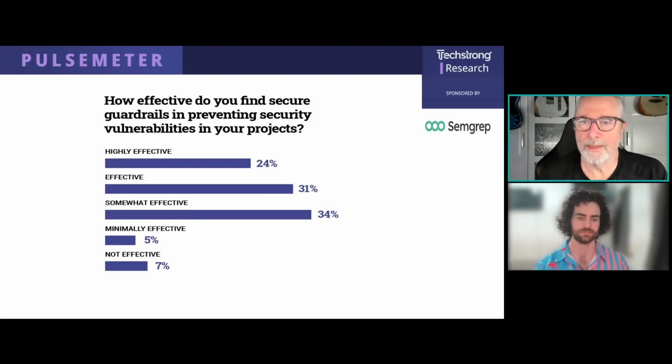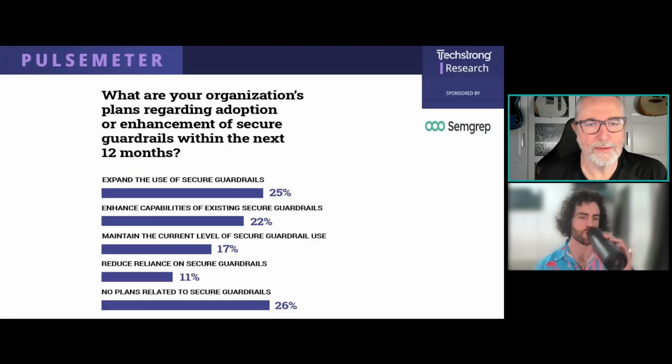Okay, great. Interesting. Let's see, one of our last slides here. What are your organization's plans regarding adoption of or enhancement of secure guardrails over the next year? So 25% saying they're going to expand the use of it, 22% going to enhance existing guardrails that they've implemented, 70% kind of steady state, stay where we are, 11% saying we're going to kind of reduce how much we rely on this. And then, of course, kind of fitting back into that original 30%, 26% saying no plans because they're probably not doing anything with secure guardrails.